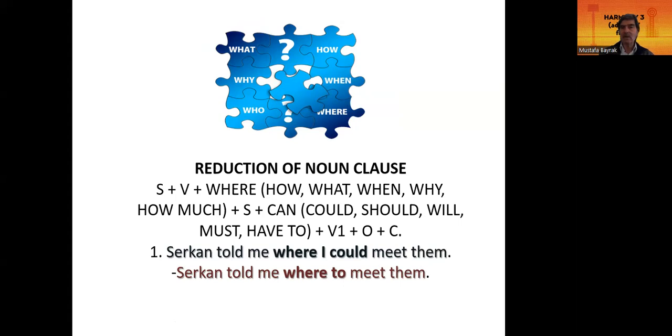One, Serkan told me where I could meet him. In short, now, for example, "Serkan told me the place" is the main clause, okay? So it has a complete message in it. But "where I could meet them" doesn't have a complete message in it. So it defines the main clause, as a noun clause. Now, as a noun phrase, it becomes like this: Serkan told me where to meet them. This is the reduced form of a noun clause as a noun phrase. Yes, so where to, what to, when to, why to, how much to, etc.